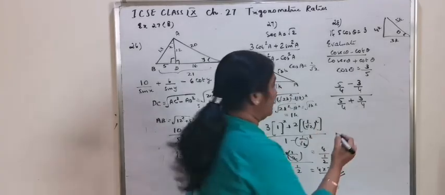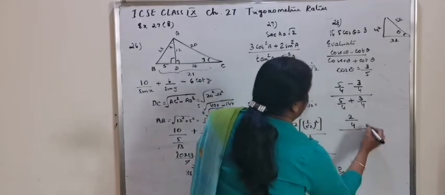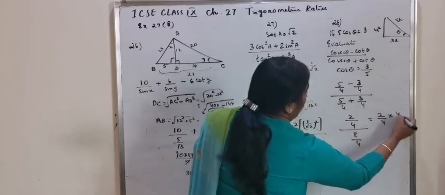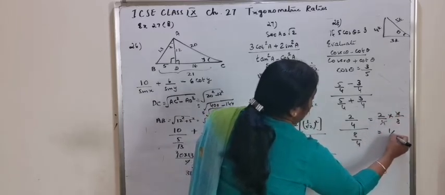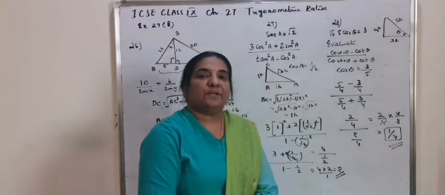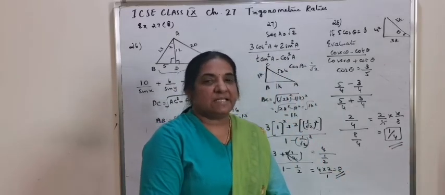5 by 4 minus 3 by 4 is 2 by 4, divided by 8 by 4. 2 by 4 into 4 by 8. 2 by 8 is the same as 1 by 4. These are all the questions related with the previous exercise also.